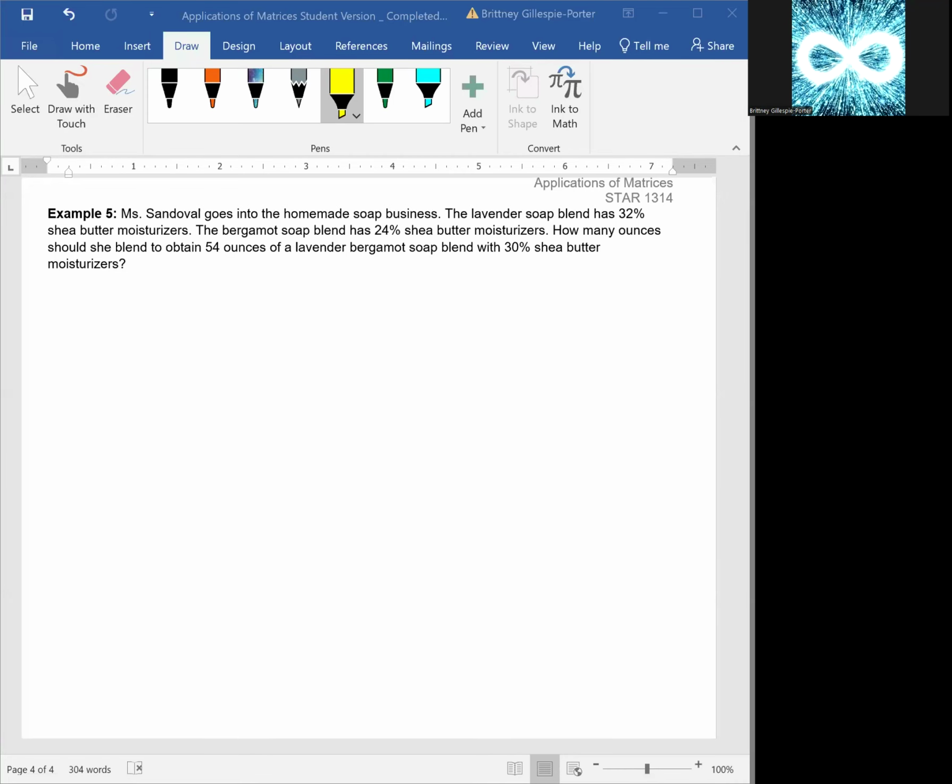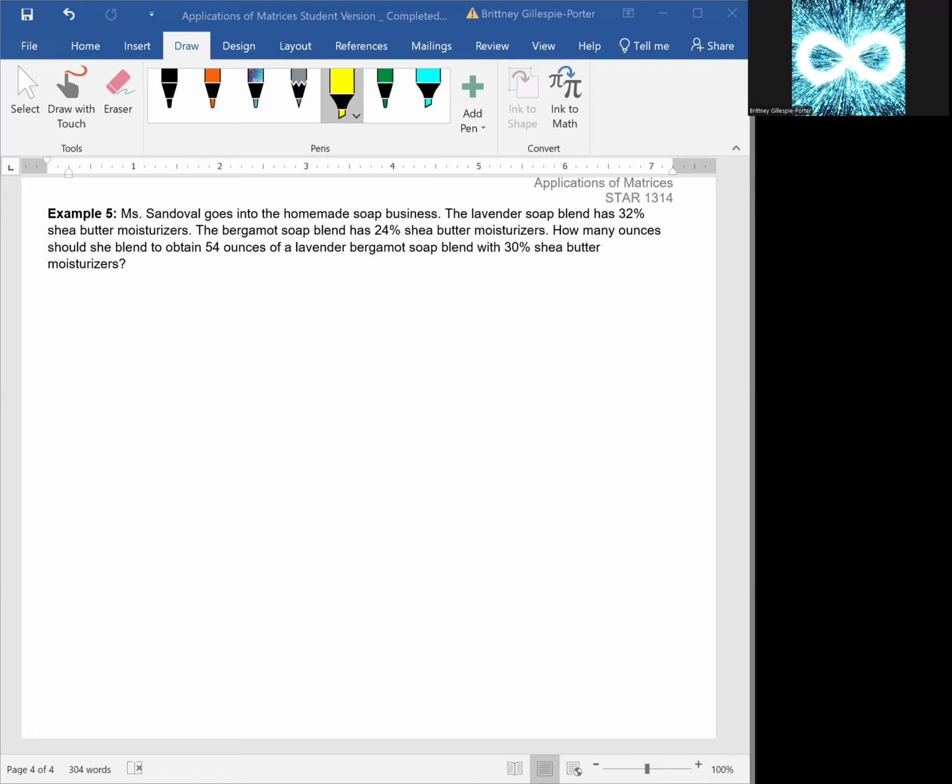Okay, let's do a mixture problem and talk about how to use matrices to solve it. In this example, we have Miss Sandoval going into the homemade soap business. The lavender soap has 32% shea butter. The bergamot soap has 24% shea butter. She wants to know how many ounces she should blend to have 54 ounces of lavender bergamot, mixed together with 30% shea butter.